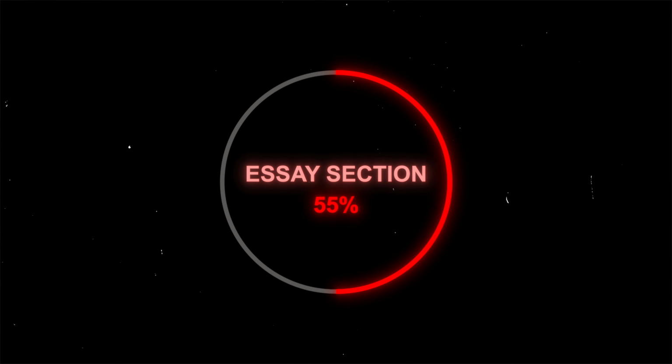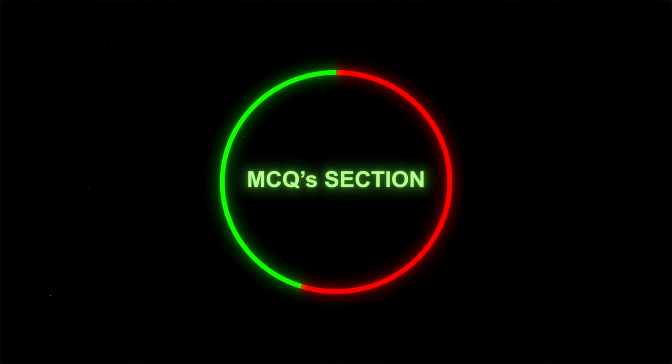But first, you need to understand the complete structure, because understanding how the MCQ section fits into the larger test structure will help you understand why these questions matter. So, the AP Language and Composition exam has 2 major sections: the essay section, which is 55% of your grade, and the multiple choice questions, which are 45% of your grade.